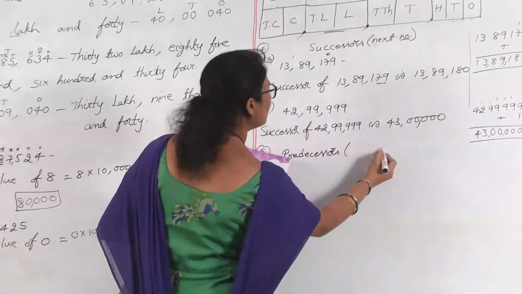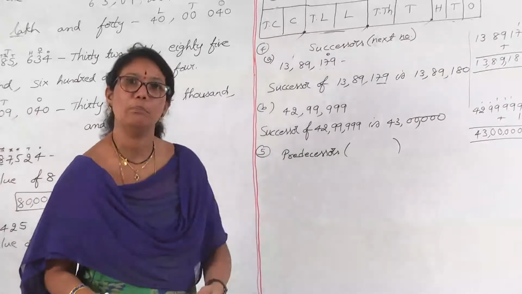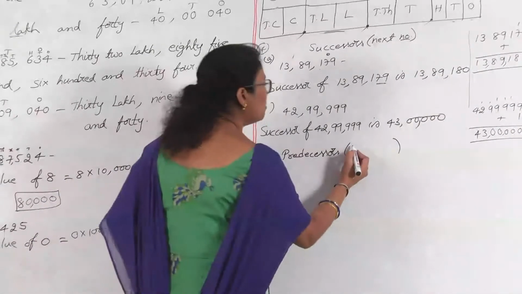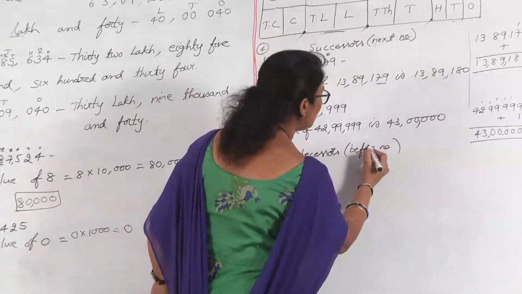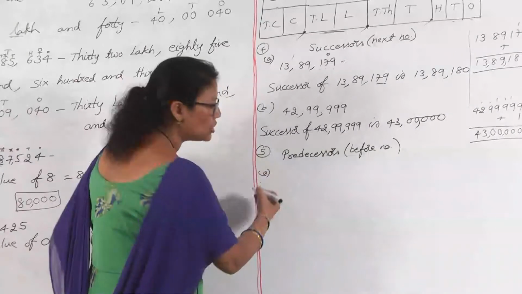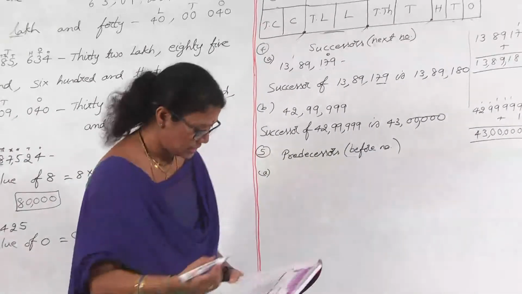Predecessors of the given number. Predecessor means the number before. Before number. Let us move to the bit. Let us work out two sums in this also.